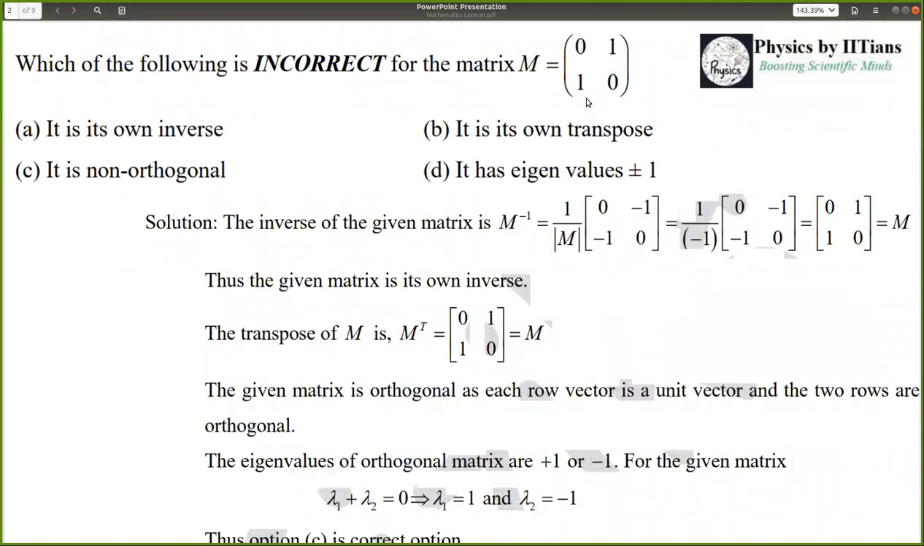So this is the first question. This is related to matrices, where you have been asked to find the incorrect option out of these four options for the matrix M that is given as 0, 1, 1, 0. The first option is it is its own inverse, meaning the inverse of this matrix is equal to the matrix itself. Second, it is equal to its own transpose. Third, it is non-orthogonal. And the last option says the eigenvalues are plus minus 1. So let's do this question.